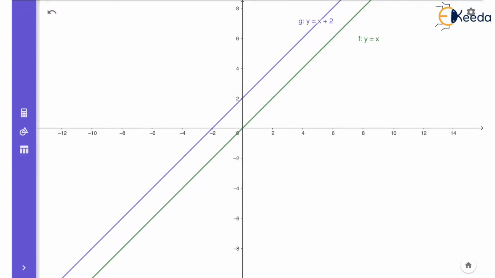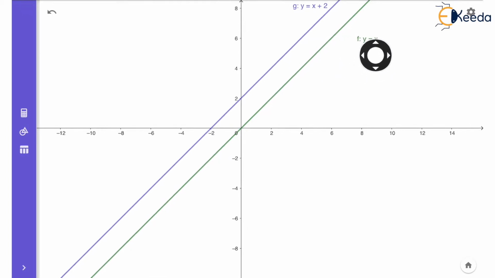Now we'll see the transformation of the graph. The first graph was y equal to x, and now the second graph is y equal to x plus 2. With this we can see that there is an uplift of the graph by 2 units. So whatever value we were getting for x equal to 0, now we are getting y equal to 2, and for the respective values of x on both sides, the y value will be plus 2 of what we were getting for the function f.